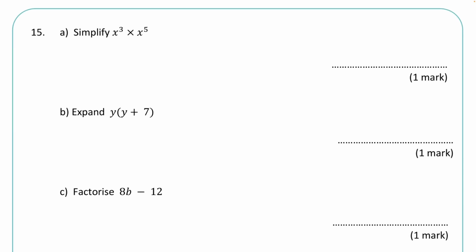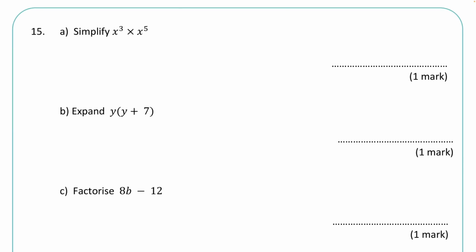Okay, so we've got some algebra. Simplifying x to the power of 3 times x to the power of 5. When we are multiplying and we have the same base, which we do here, we can add the powers, so that becomes x to the power of 8. We do the opposite when dividing, so when dividing we subtract the powers. The only other alternative there is when you have powers in brackets, and that's when you multiply the powers, so that would become x to the power of 15. So be very careful here, we are adding the powers when multiplying.